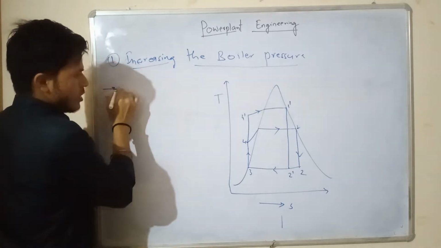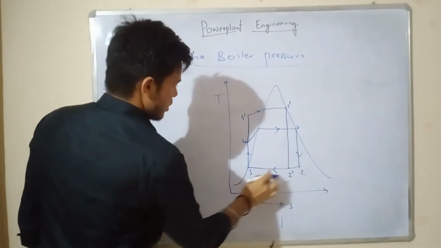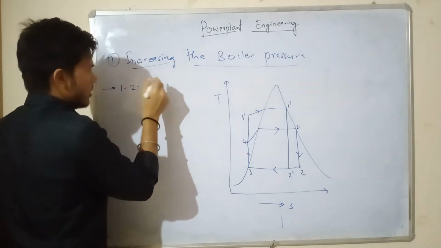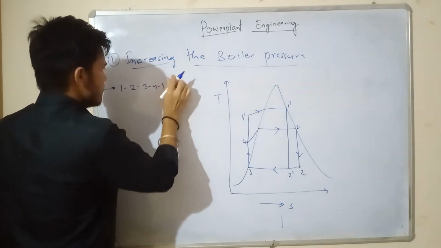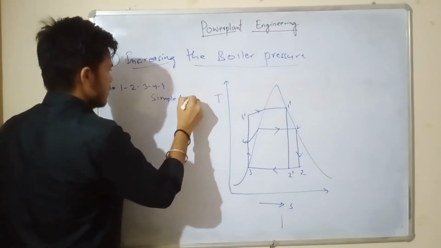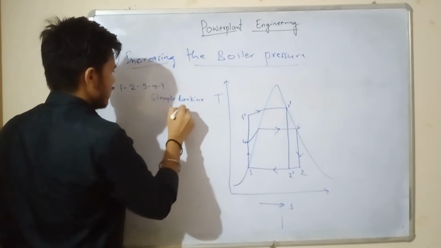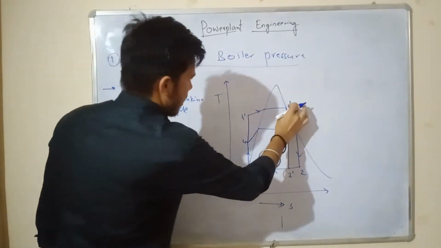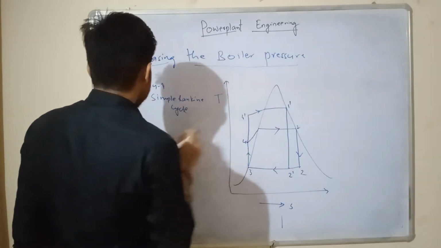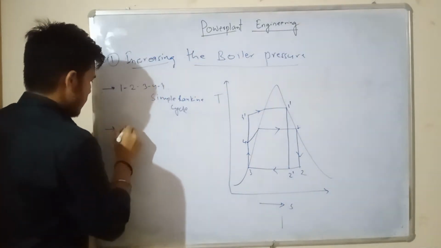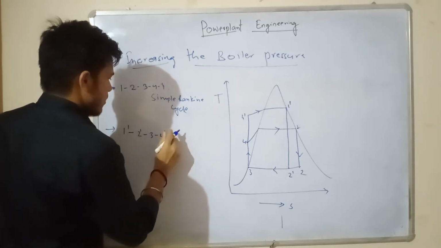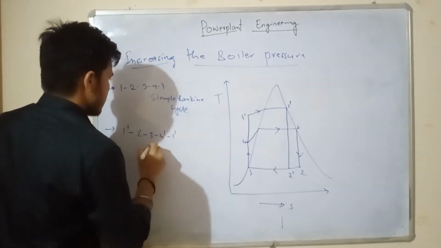1 2 3 4 dash 1 indicates the simple Rankine cycle. What indicates the simple Rankine cycle? Okay, now 1 dash, 2 dash, 3 dash, 4 dash, 4 dash, 1 dash, what will indicate?